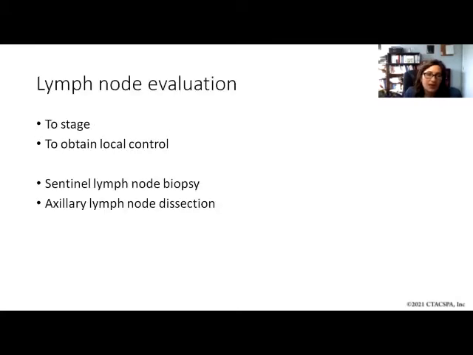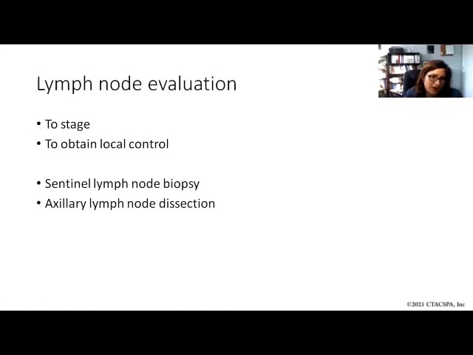And then the most complex surgical breast cancer topic is how to evaluate the lymph nodes. What's the point of the lymph node evaluation? It's to stage the patient appropriately to help make decisions about additional chemotherapy and radiation therapy, and also to obtain local control, especially if there's gross disease in the axilla. Lymph nodes can be staged with a sentinel lymph node biopsy. You can also stage them with an axillary lymph node dissection, but why would you do the more extensive surgery if you don't have to?